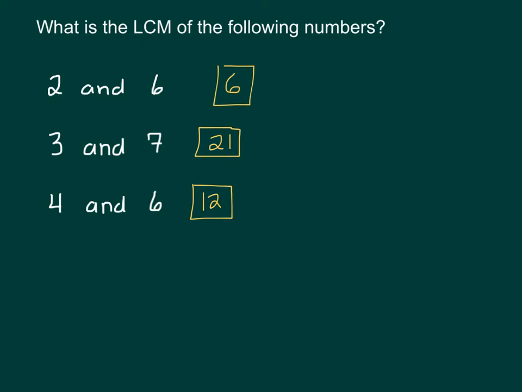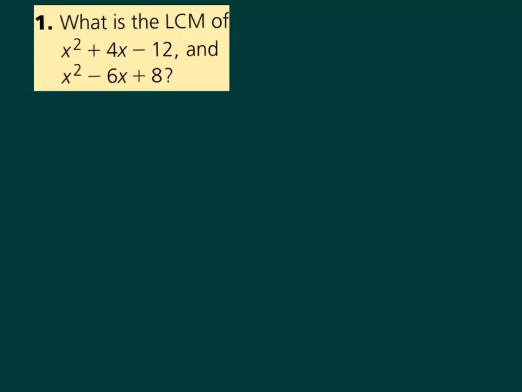24 is a common multiple of 6 and 4. It is just not the least common multiple. There is a multiple that is in common that is smaller than 24, 12 to be specific. So, what if we ask about the least common multiple of two polynomials?